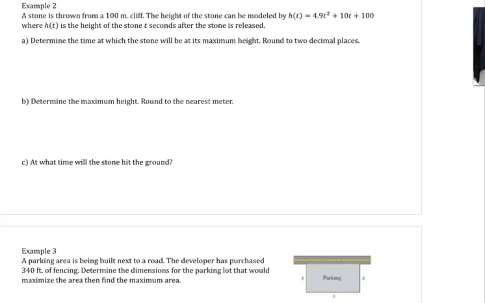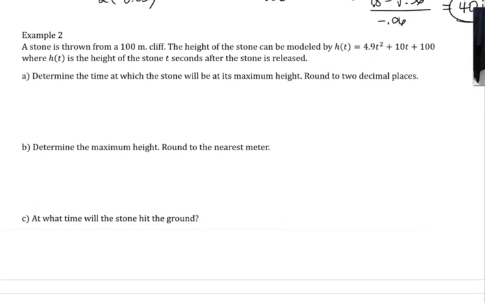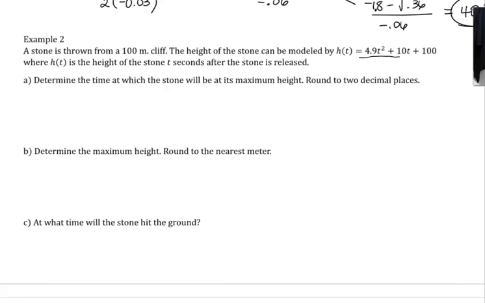We have that a stone is thrown off of a 100-meter cliff. They tell us the height of the stone can be modeled by this quadratic equation, where h of t represents the height of the stone t seconds after it was released. So we're first being asked to figure out at what time the stone will be at its maximum height.